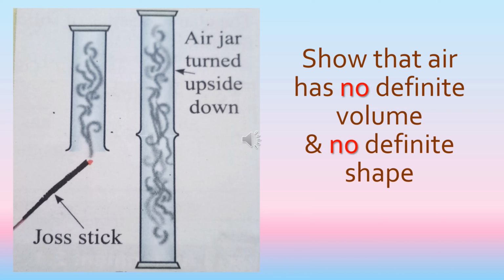Observe what happens. With time, you will see that the smoke in the first air jar goes to the second air jar as well. It's clear that gases do not have a definite volume and they spread throughout the container. Hence, a gas has no definite volume as well as no definite shape.